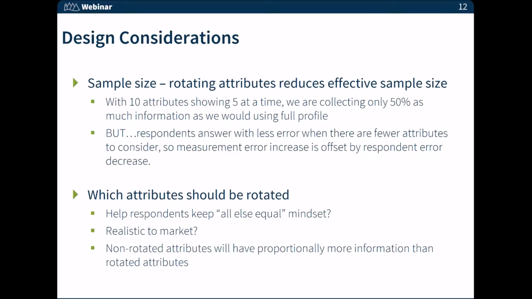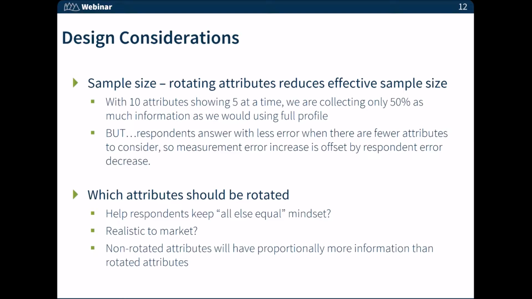Okay, all right, a couple other design considerations. You need to think about which attributes you want to rotate through. Some attributes make sense to rotate through, and it doesn't really impact their ability to keep all else equal. You also want to make sure it's realistic to the market. So, for TVs, if I walk into my local store to look at TVs, each of them already doesn't advertise in full profile, right?